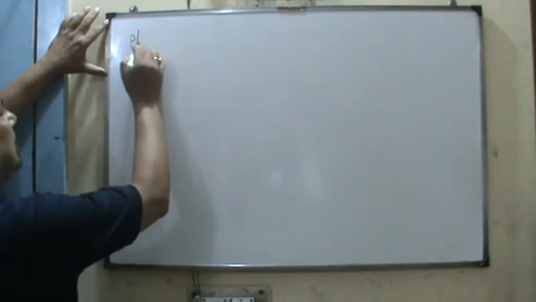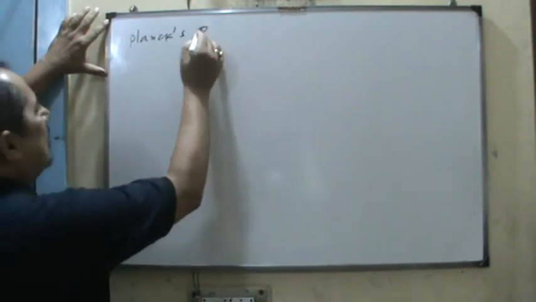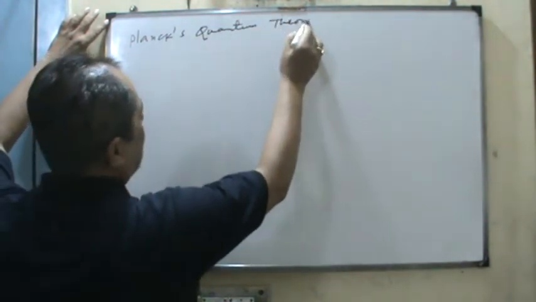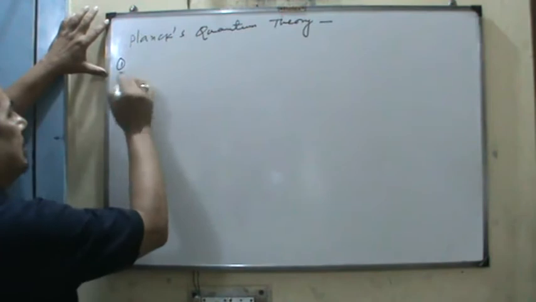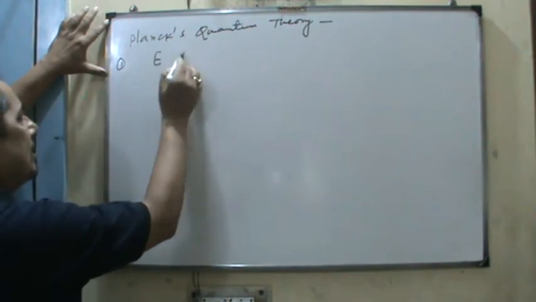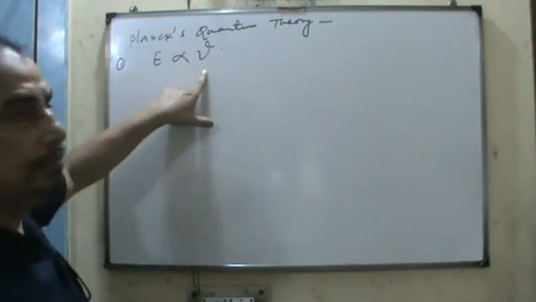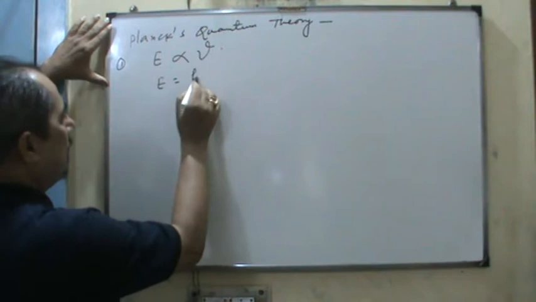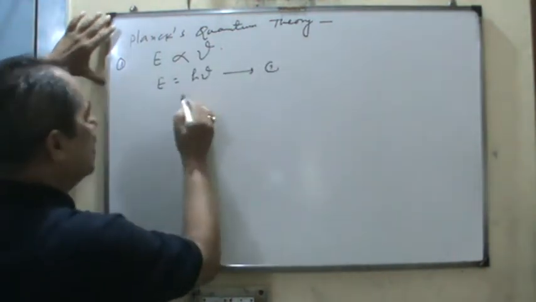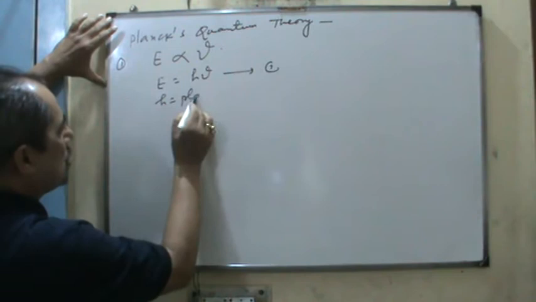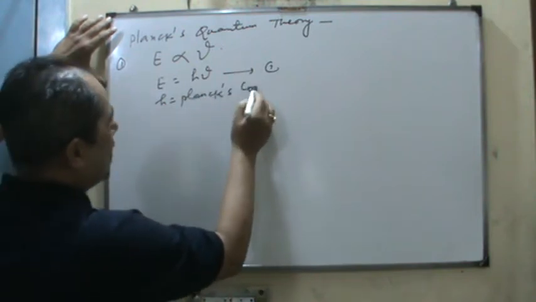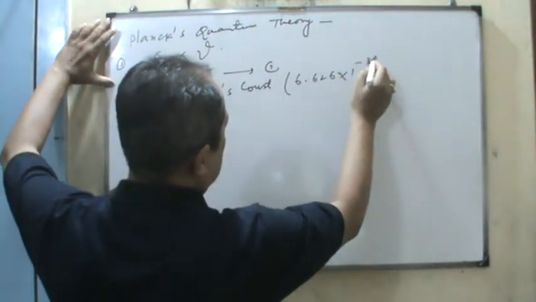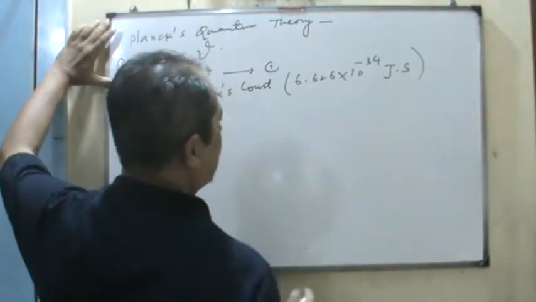Planck's quantum theory. Max Planck explained that the energy of all the electromagnetic waves is directly proportional to the frequency. E is directly proportional to nu, and E is equal to h nu. What is h here? h is called Planck's constant, and its value is 6.626 × 10^-34 joule second.